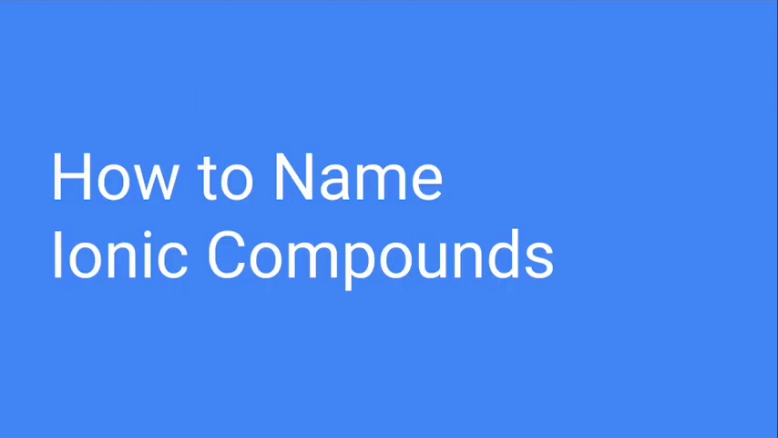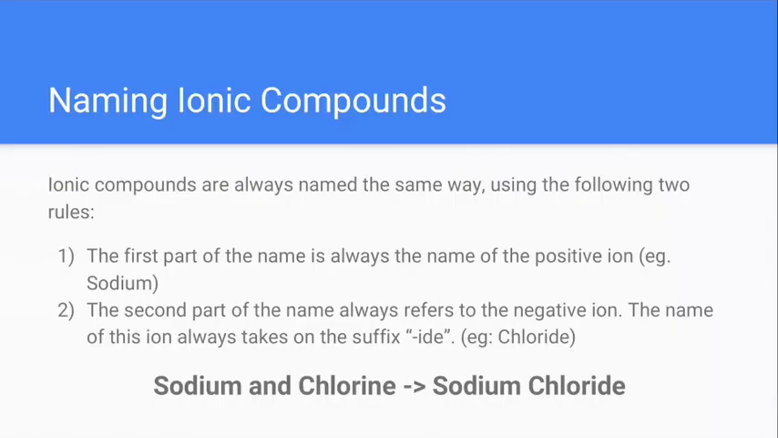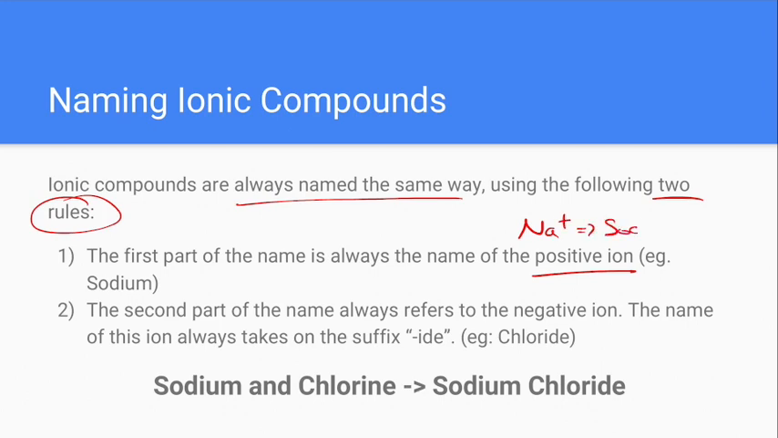So let's talk about how to name ionic compounds. This is the first thing that we're going to go over. When you name ionic compounds, they're always named the same way. So there's always these 2 rules that we're going to use when we name ionic compounds. The first part of the name is always the name of the positive ion. So remember how we had Na+, and that was our sodium ion.